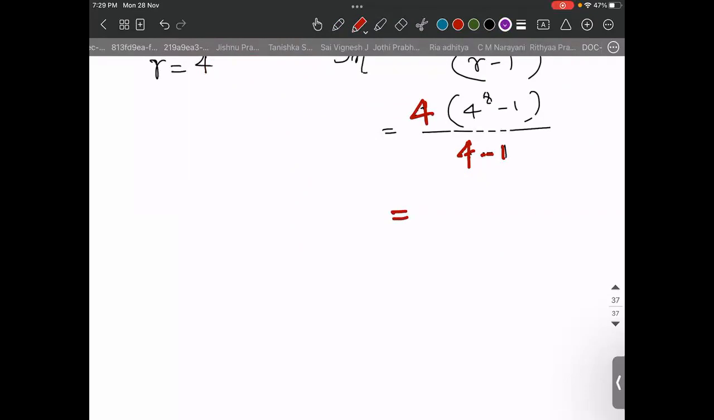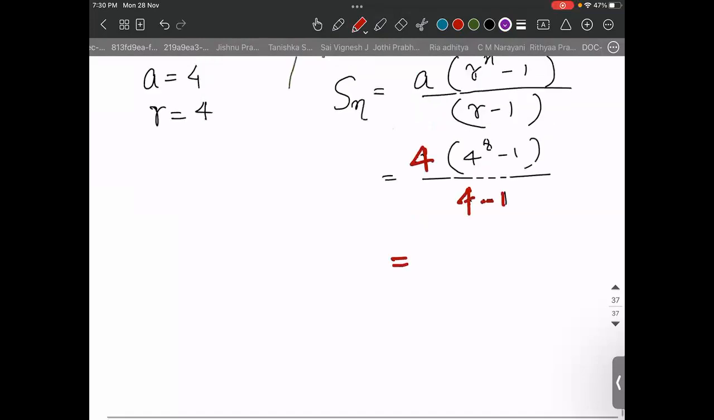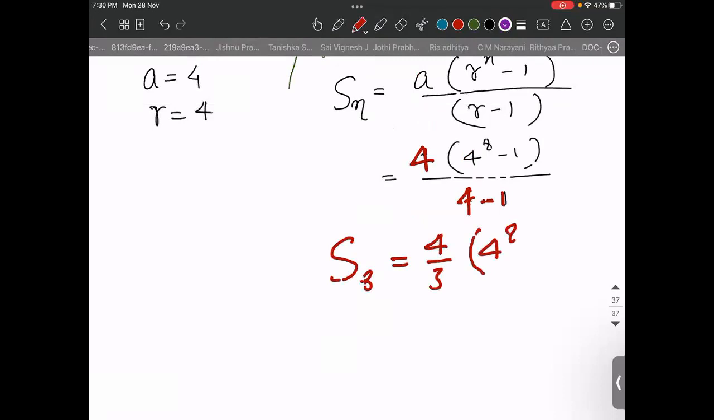Use your calculator. You can use it, but you have to do the multiplication, right? That means you are finding S8. What is the S8 value? Somebody tell me. 4 by 3 into 4 to the power of 8 minus 1. I don't know how much it is.